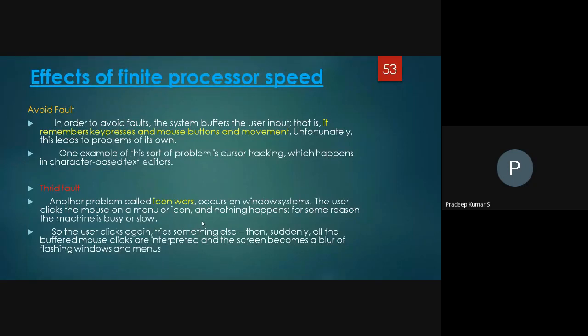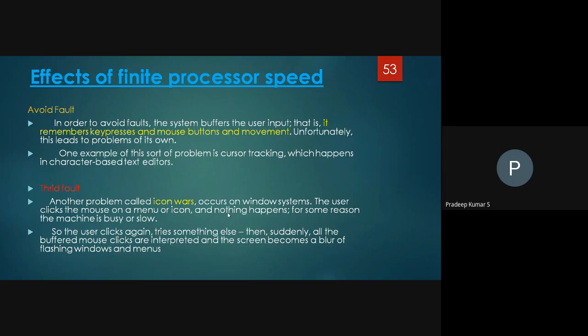That is why we can say the icon bar issue, which occurs on the Windows system. The user clicks multiple times, so suddenly a blurring occurs. That is due to the interpretation of multiple mouse clicks, so a blurring and flashing occurs in Windows. You have already seen it. Why does the problem occur? Because we type multiple commands and click multiple times.